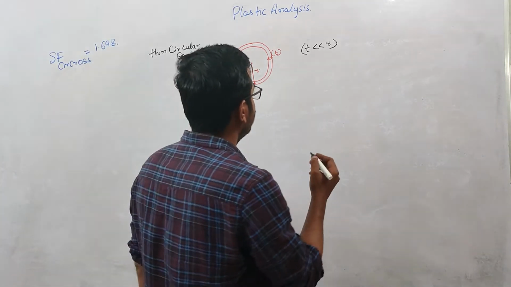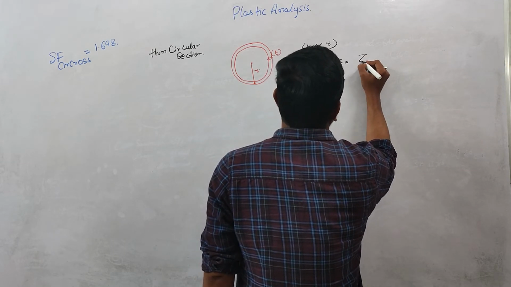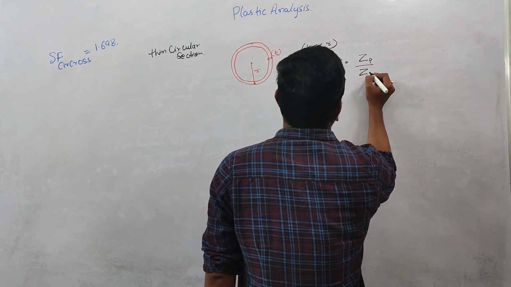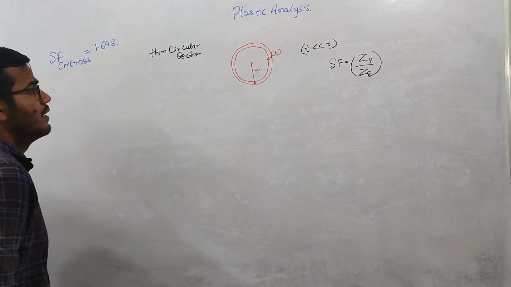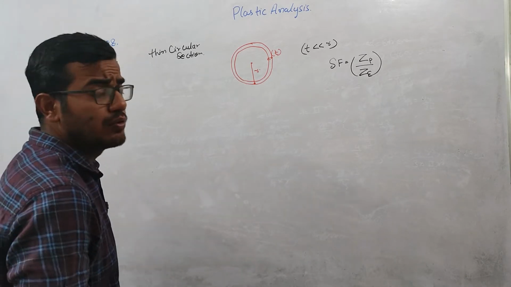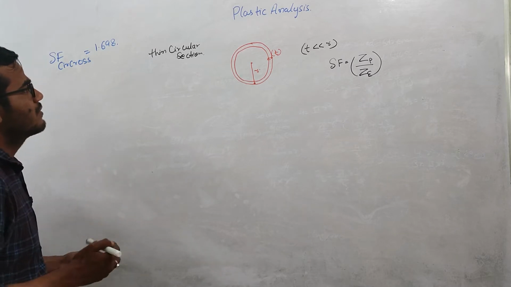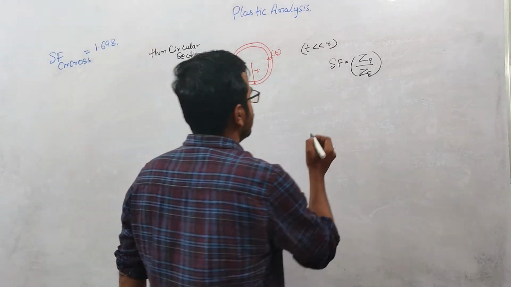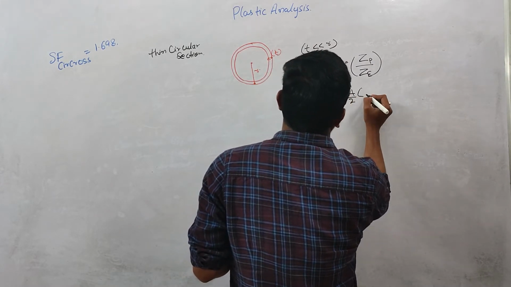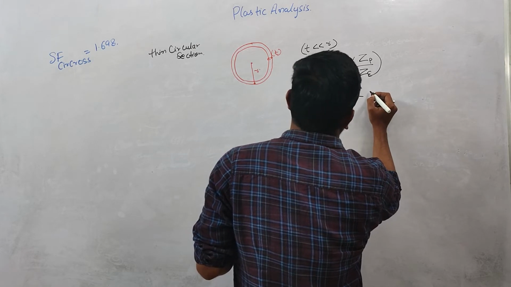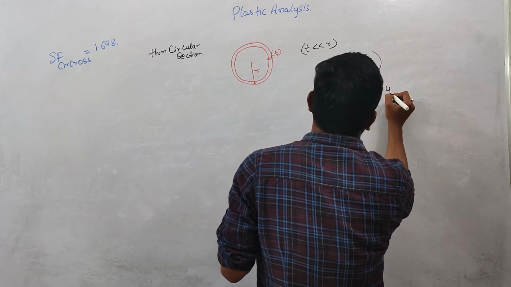Shape factor will be the ratio of plastic section modulus, which is ZP, to elastic section modulus, which is ZE. And again it basically tells you about the reserve strength of a cross section. Okay, so now let us solve this problem. So ZP will be A by 2 into Y1 bar plus Y2 bar.